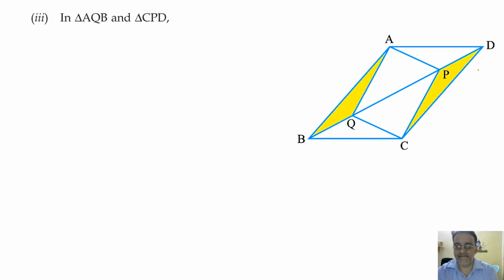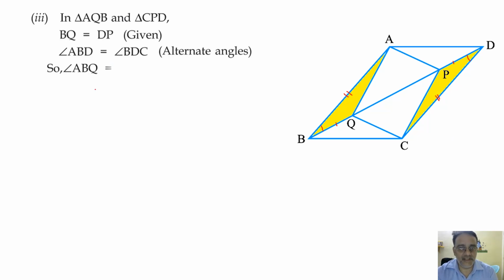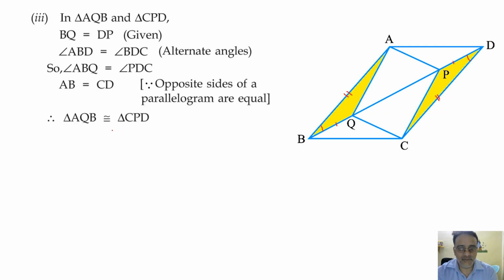This yellow colored one. Now we'll start with first, BQ is equal to DP. It is given, and these two angles are equal. Why? Alternate interior angles. And these two sides are equal. Why? Opposite sides of a parallelogram. Very good. So let us quickly check. These two triangles are congruent by which criteria? SAS congruence rule.